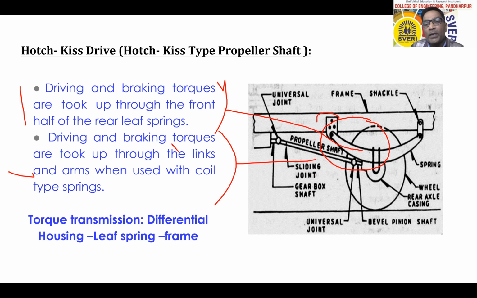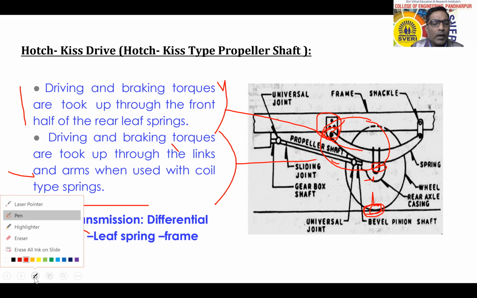So that's why here a bracket is used, and this end is rigidly connected through the bracket to this side member. So here the torque transmission, whatever tractive effort is available at this point, goes through the differential, then the housing, so inside this differential, then this casing, then the leaf spring and the frame.